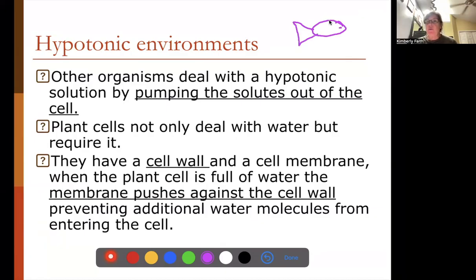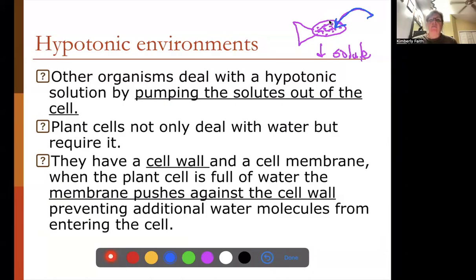Now, most freshwater organisms have a problem with this. So we have freshwater bodies around here. So when we say that, what we're saying is that there is less solute outside of my little fishy and a lot more inside. Okay, so the water is going to want to go in. The water is going to want to go into the fish, and eventually the fish would explode, and that would be a problem.